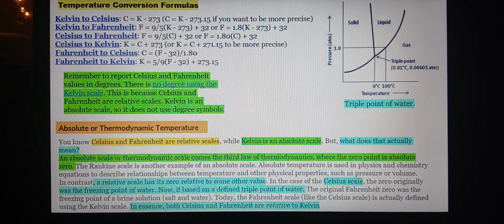In contrast, a relative scale has its zero relative to some other value. In the case of the Celsius scale, the zero originally was the freezing point of water. Now it is based on the defined triple point of water. The original Fahrenheit zero was the freezing point of a brine solution, salt and water. Today, the Fahrenheit scale, like the Celsius scale, is actually defined using the Kelvin scale. In essence, both Celsius and Fahrenheit are relative to Kelvin.